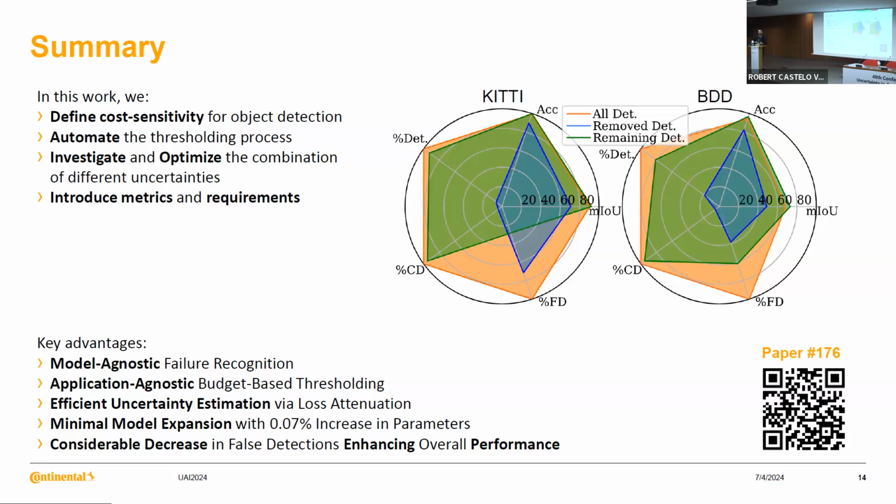It's also application agnostic, as I said, in that you could define the budget depending on what requirements you have on your vision system. We have an efficient uncertainty estimation since we only use loss attenuation. The actual result of that is only an increase of 0.07% in the parameters due to the extension of the localization head. And in the end, what you get is a considerable reduction of the false detections and an improved performance of the detector. And in the end, mainly a free safety check for your detector at no relevant cost.